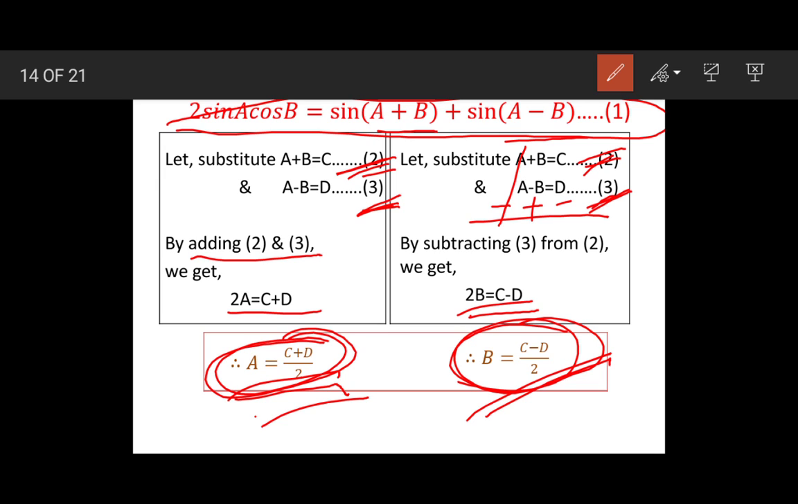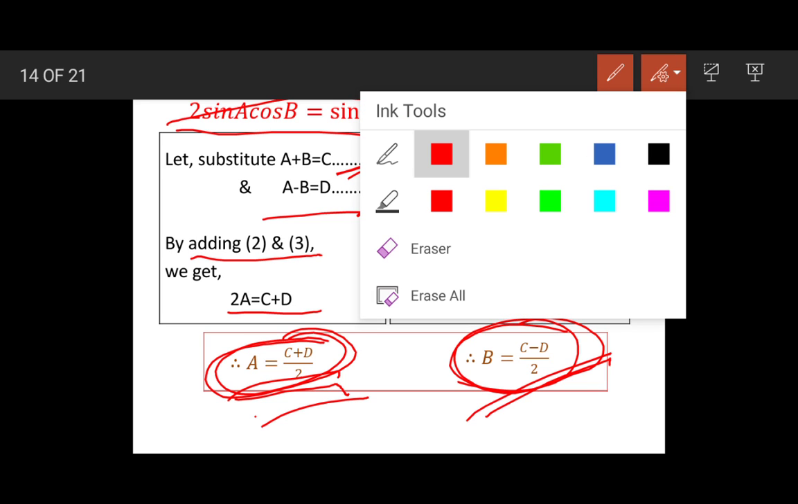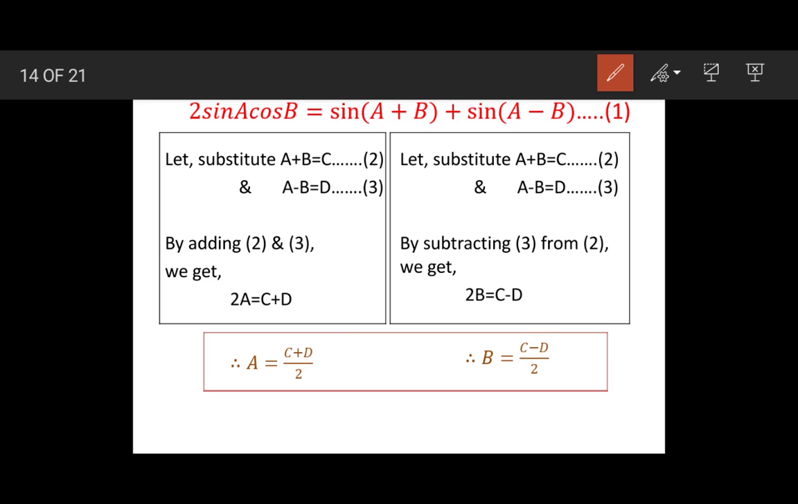Then I know a plus b is c, and a minus b is d. So after substituting all these values in this equation, instead of a plus b what will I substitute? c. In a minus b, what will I substitute? d. Then a is (c plus d) upon 2, and b is (c minus d) upon 2. So by substituting all this, what will I get?